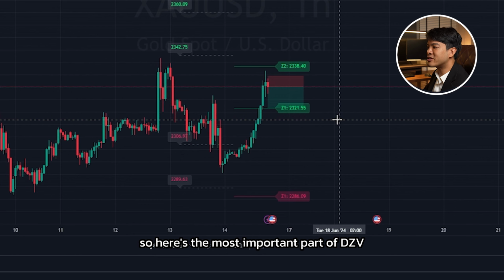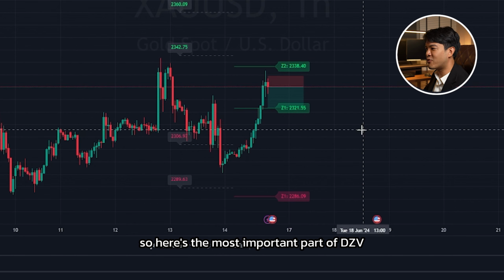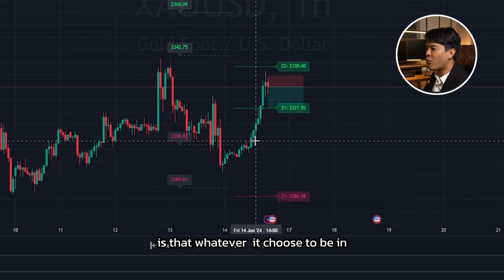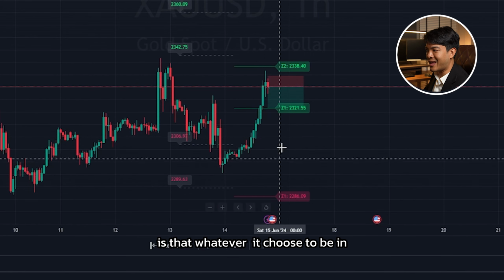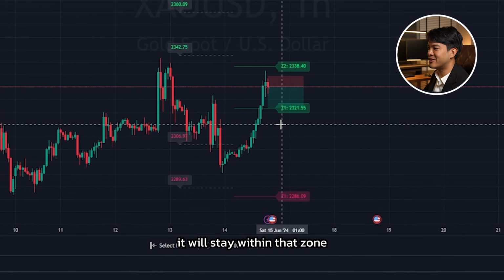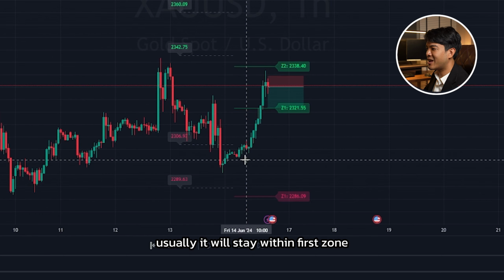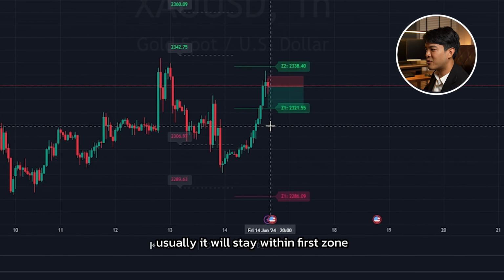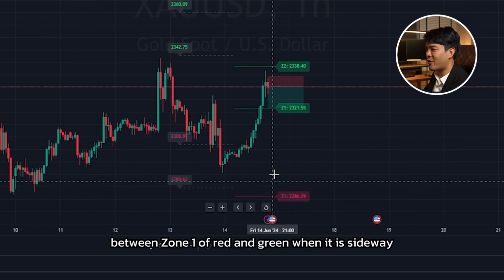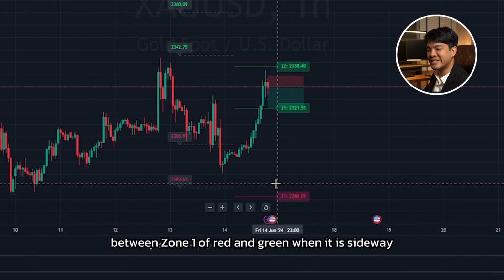So here's the most important part of the daily zone volatility: whatever zone it chooses to be in, it will stay within that zone. Usually, it will stay within the first zone between zone 1 of red and green when it is sideways.